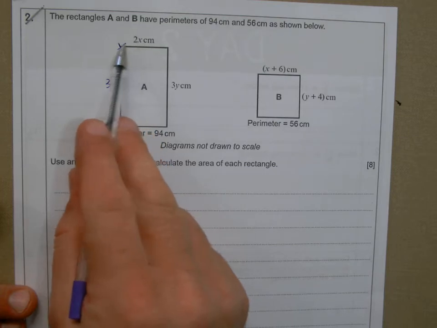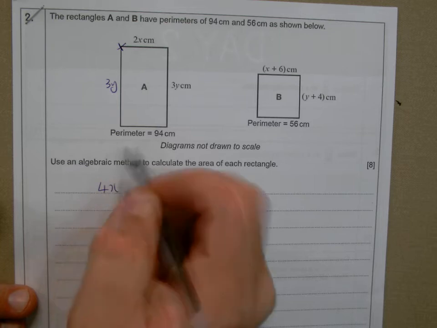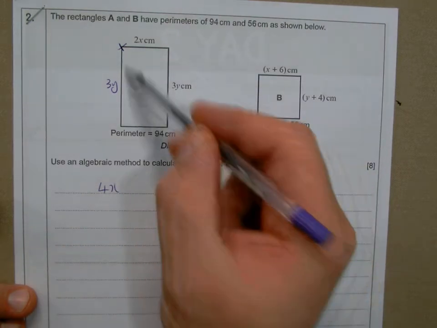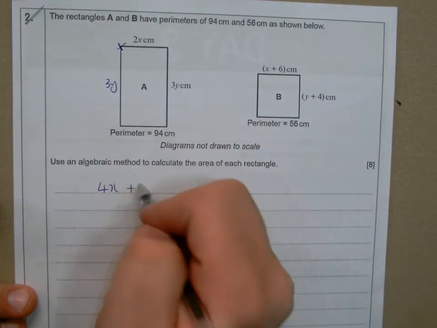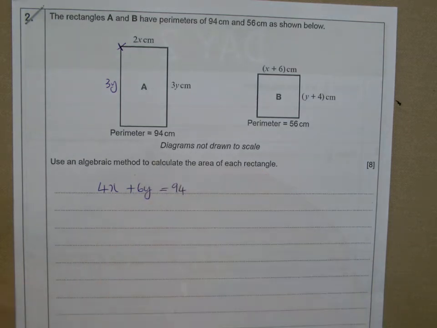I could say, look, I've got 2x here and 2x here, that makes 4x. And then I've got 3y here and 3y here, that makes 6y. So that's the total perimeter, and we are told it equals 94. So I've got equation 1 there.